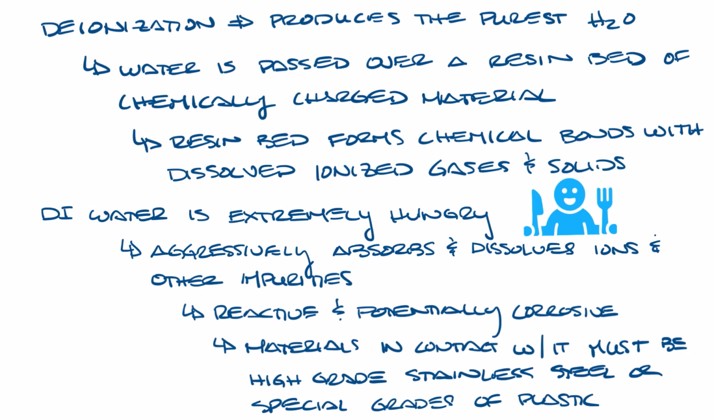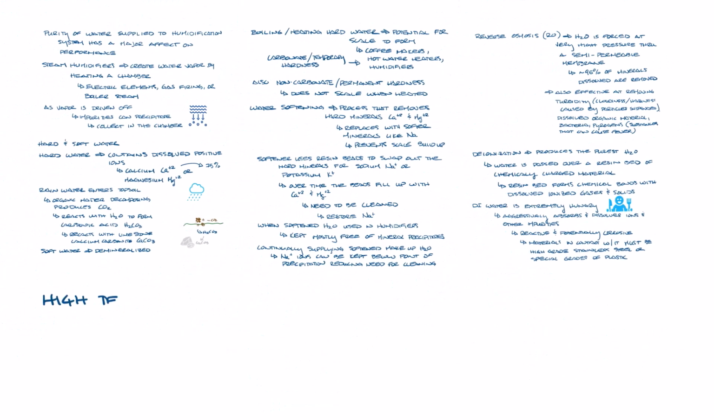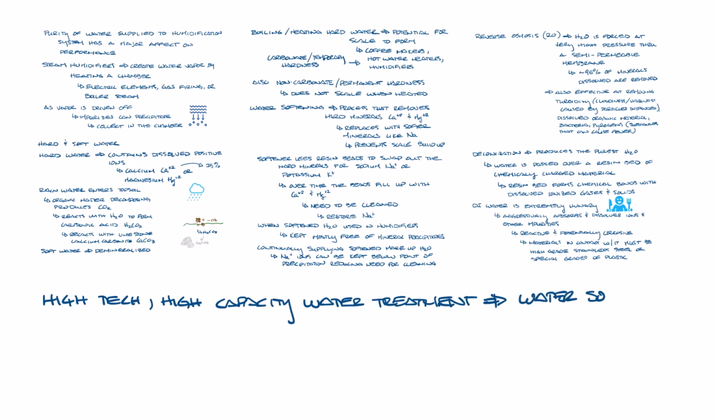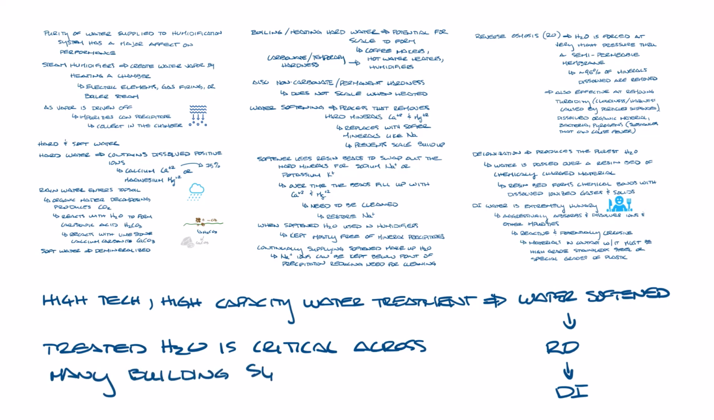So let's bring everything back on screen. In high-tech, high-capacity water treatment systems, the water might be softened first, then pass through a reverse osmosis process, and then finally goes through the deionization process. Treated water is critical across many of your building systems. Some of these systems use methods I mentioned today, and some use other methods depending on the application. The specific method depends on the system, materials, and water source.